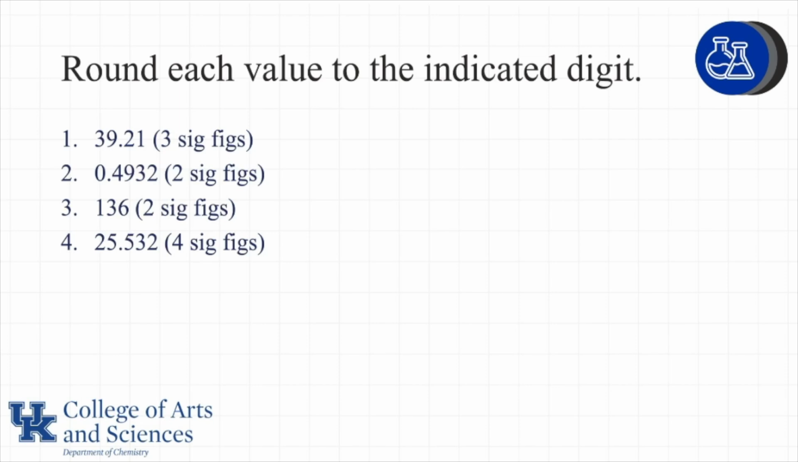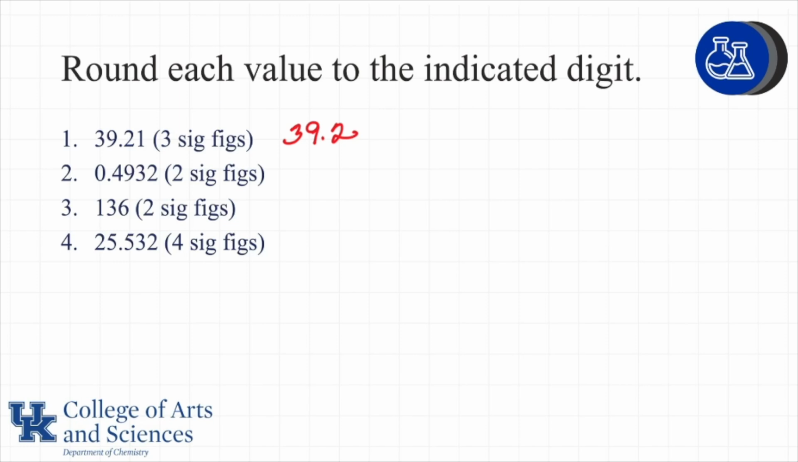Round each value to the indicated digit. So 39.21, we want to round to 3 sig figs. So the 2 is the last place that I'm keeping. We look at the 1 and we round that to 39.2.